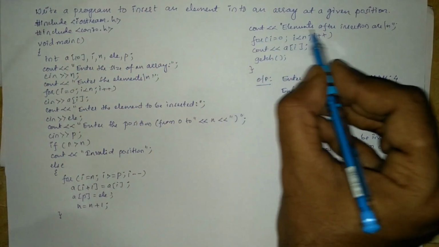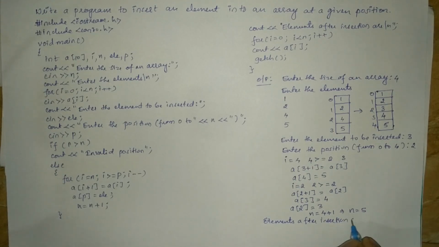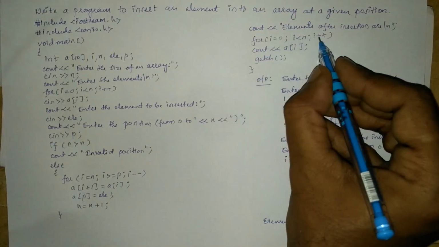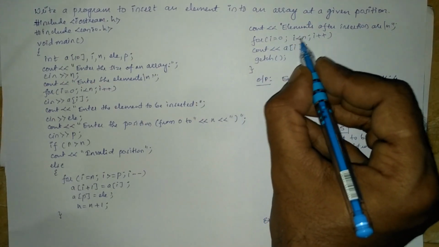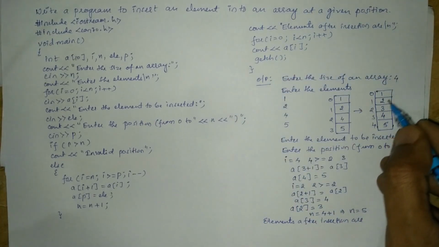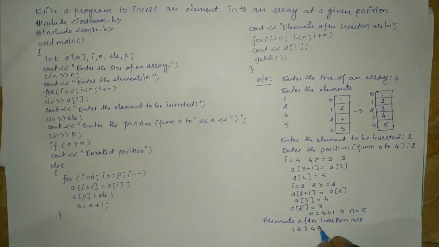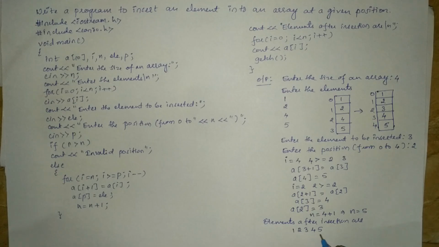Now you can see cout "elements after insertion are", and then using this iterative statement, I is equal to 0, I is less than 5, I plus plus, cout a of I. So it is going to print all these 5 elements one after the other. So it is going to insert the element 3 at position 2, and it is going to print the numbers 1 2 3 4 5.